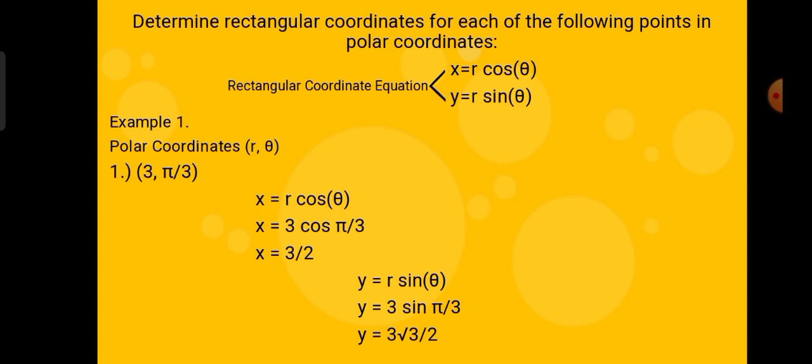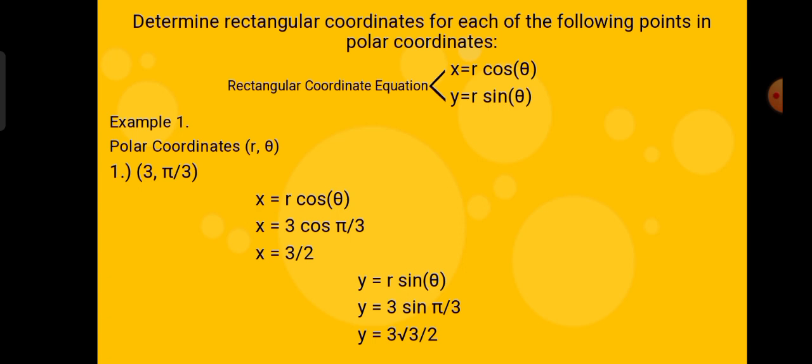In determining the rectangular coordinates for each of the following points in polar coordinates, the rectangular coordinate equations are x is equal to r cosine theta, then y is equal to r sine theta. In example number 1, we have the polar coordinates r and theta. Number 1, we have here 3 and pi over 3.